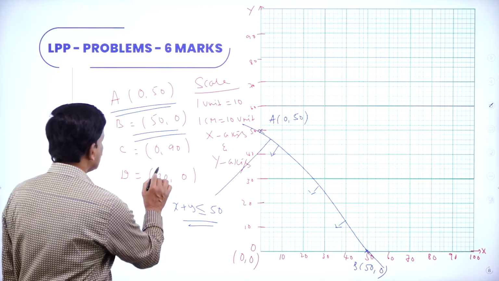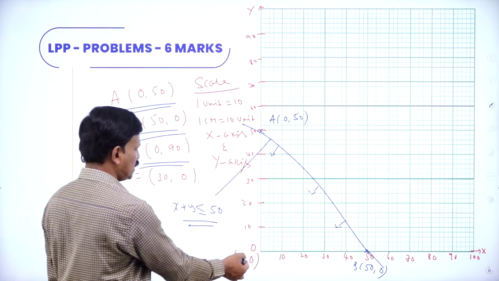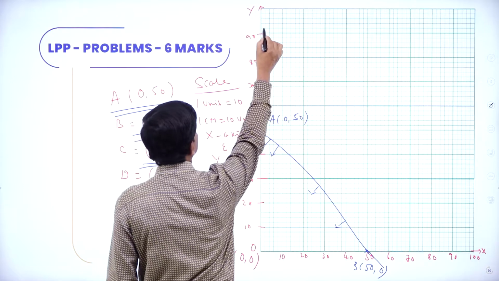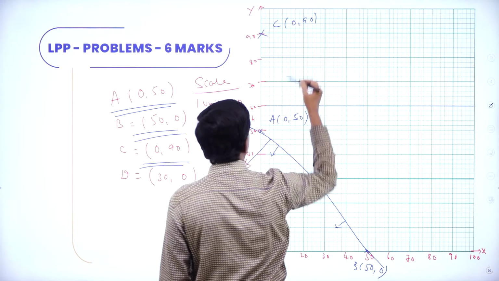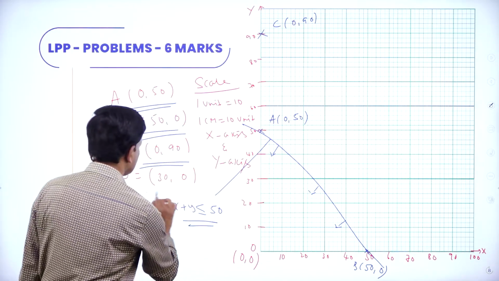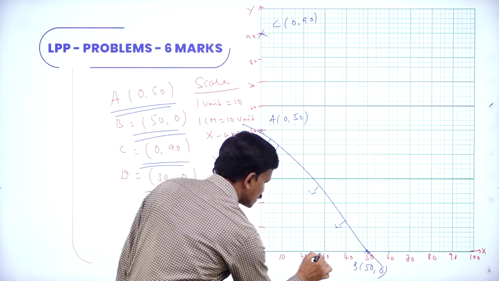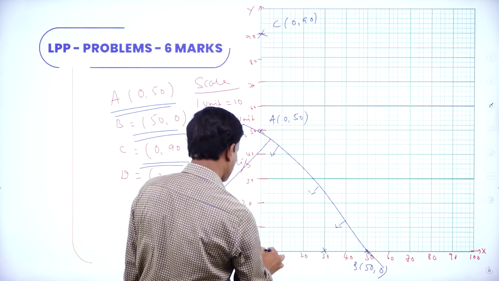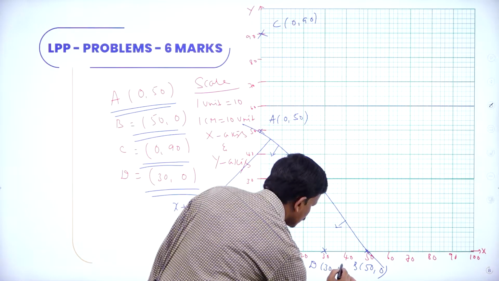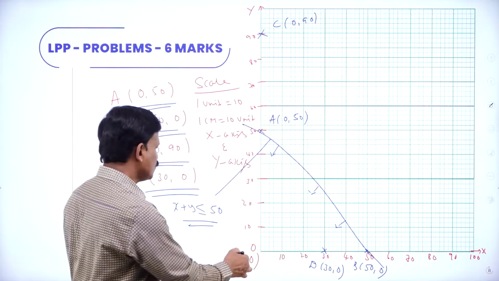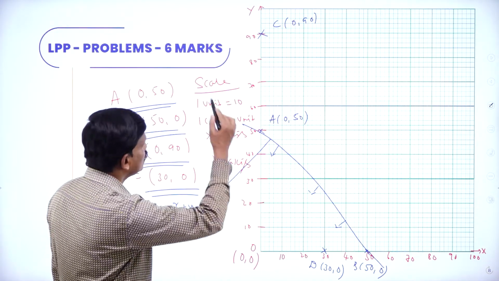Now let us come to the second part. What is C? C is (0, 90). X is 0, y is 90. This is C. Then D, (30, 0). X is 30, y is 0. This is D. And the point C, x is 0 and y is 90.